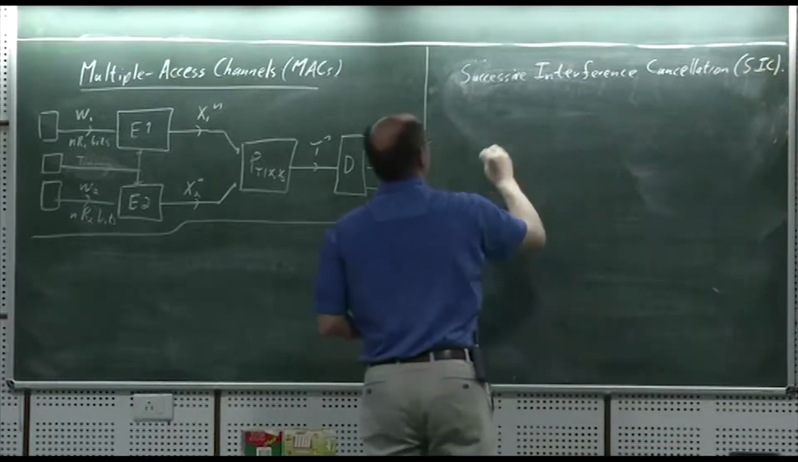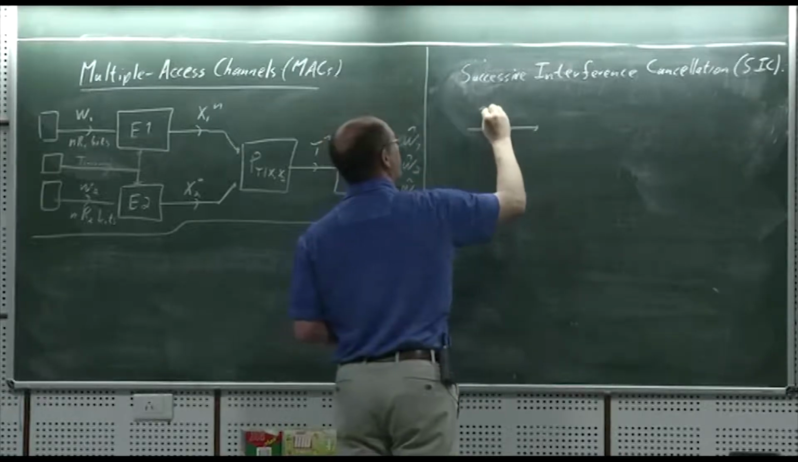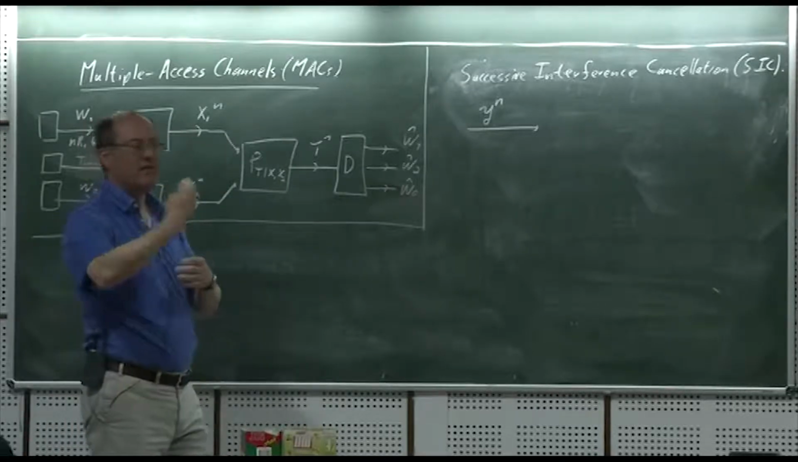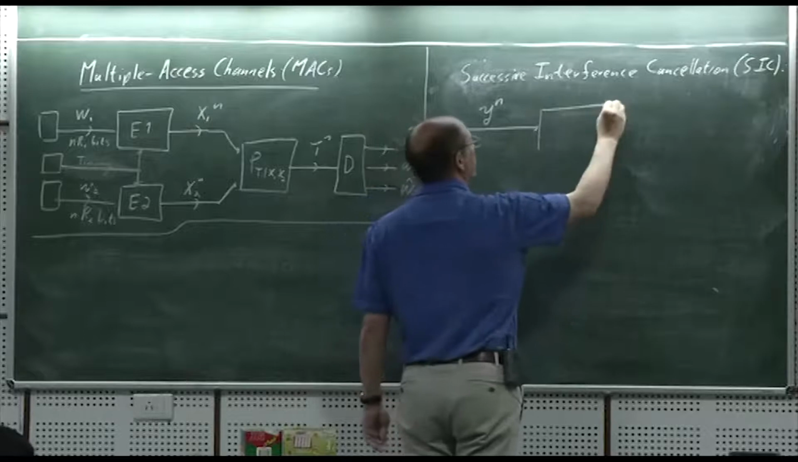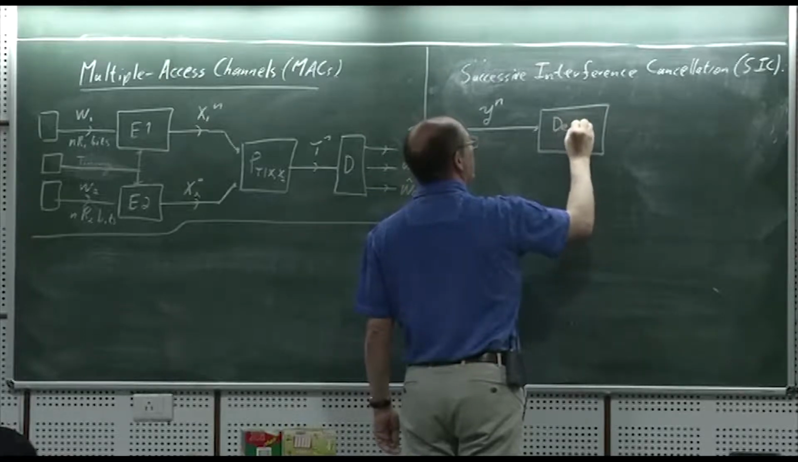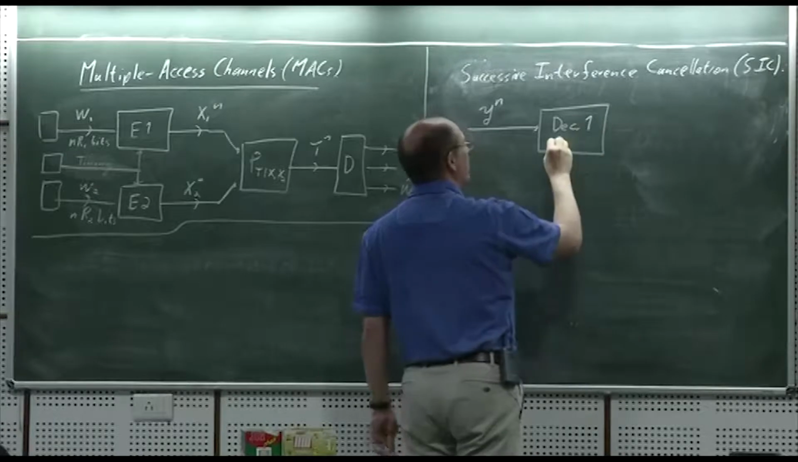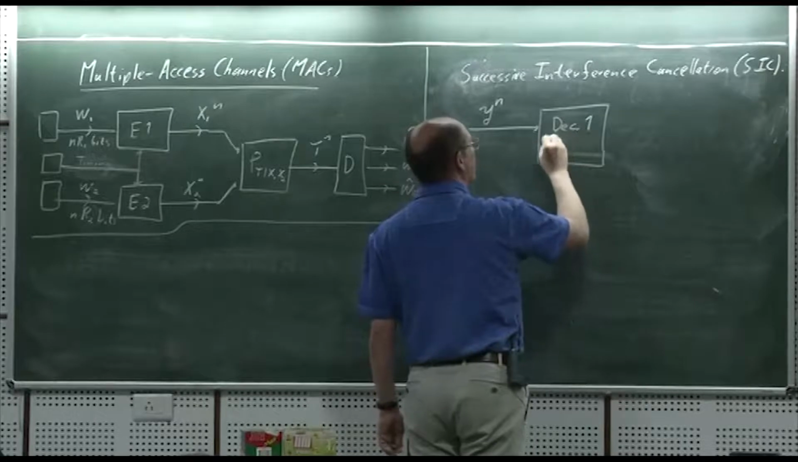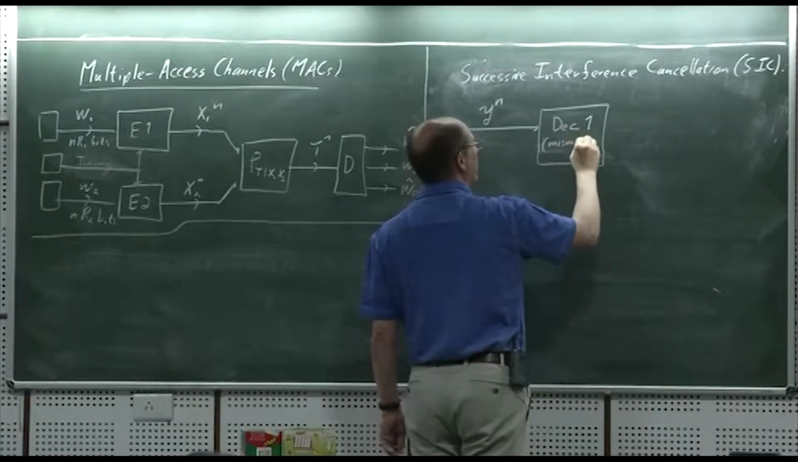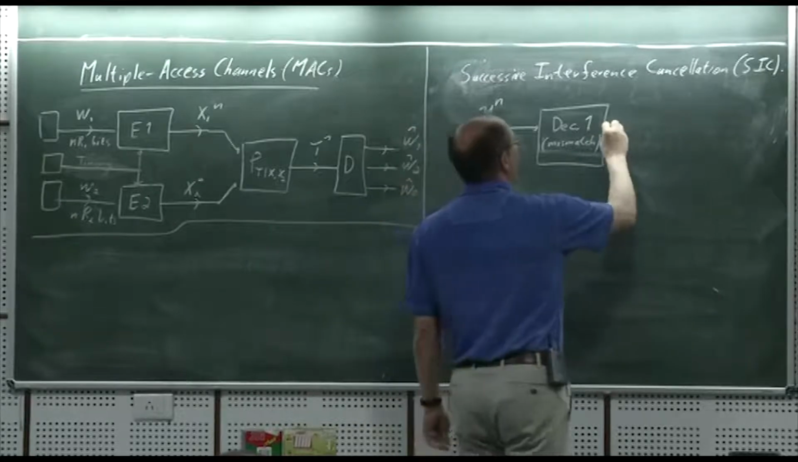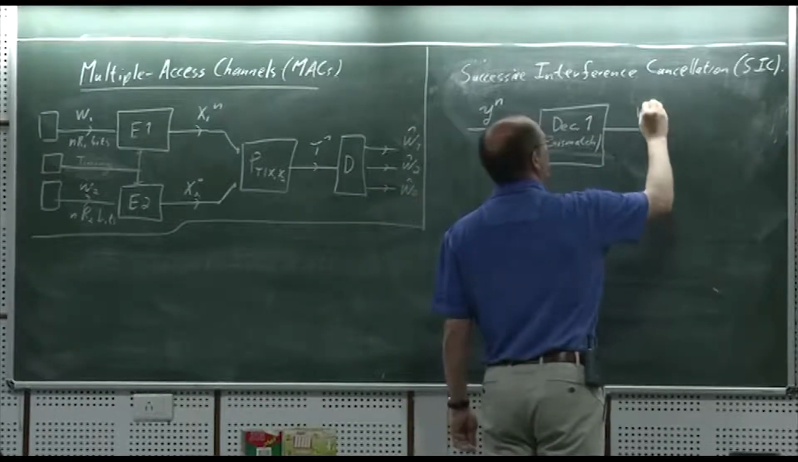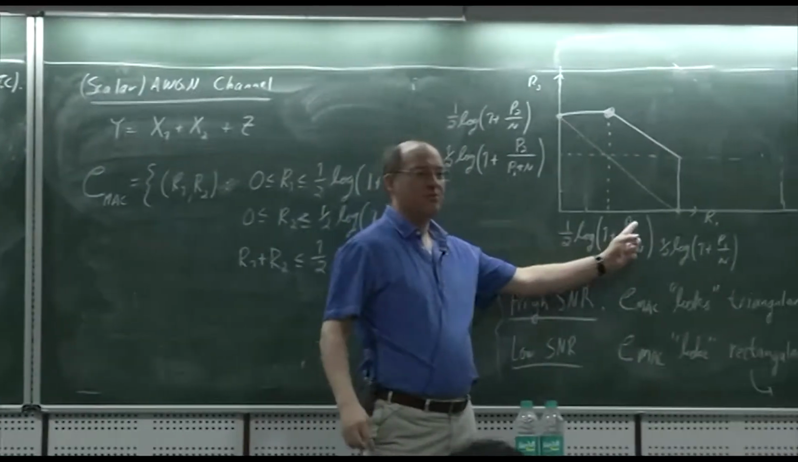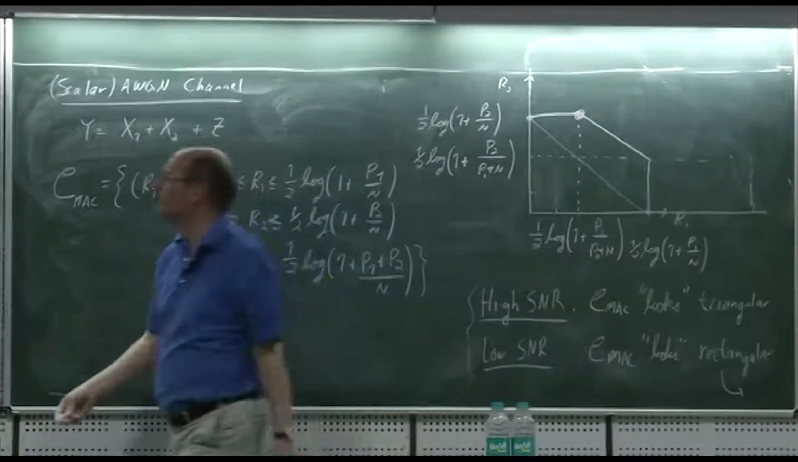And the architecture goes as follows. We get Yn. The receiver sees Yn, so these are the samples out of the A to D converter. We'll build a decoder for user 1 that is mismatched, in a way that it treats the interference as noise. And out of that, we'll get an estimate for W1. The rate at which I can decode turns out to be just 1/2 log of 1 plus the signal to interference plus noise ratio, which is natural to expect.